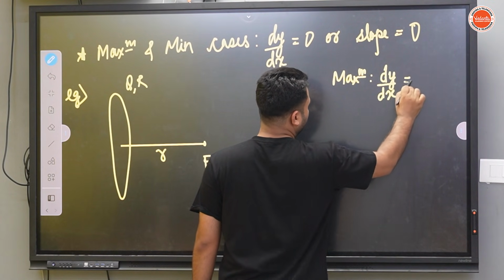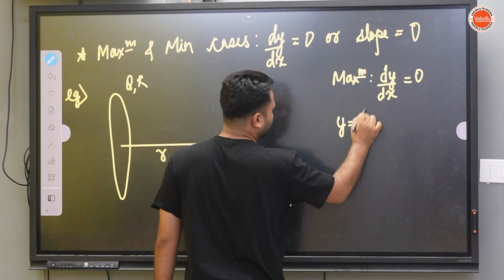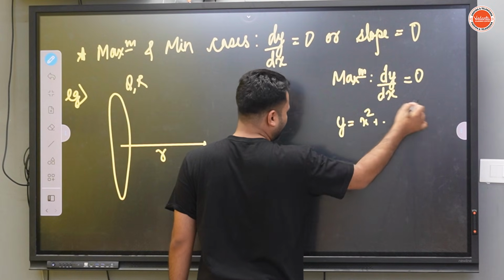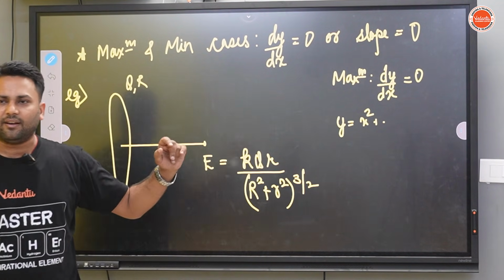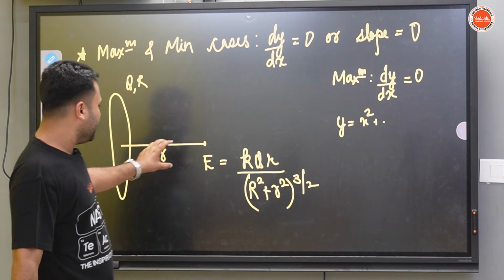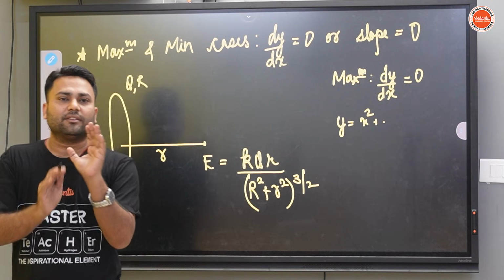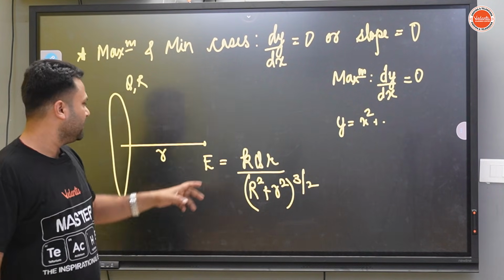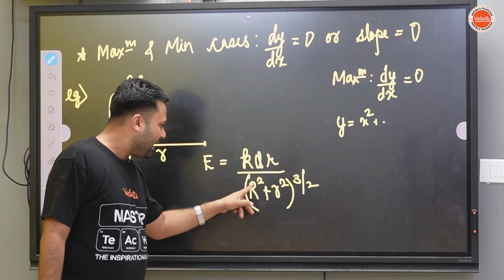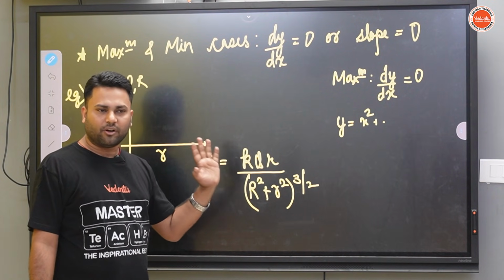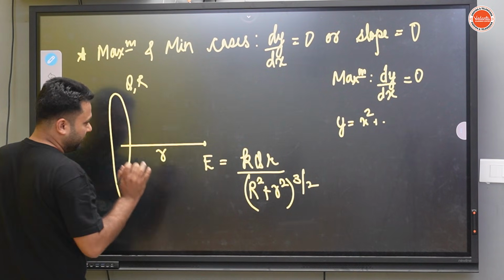has to be 0. Now, if our equation is like y equals to something, x square plus 5x, like this. But here we don't have y and x. Here, you think of this as y equals to something. You have to see which is the variable. This k is constant, this q is constant, this capital R is constant.